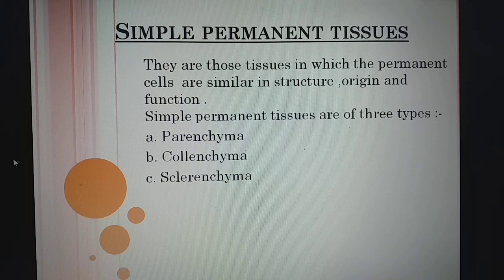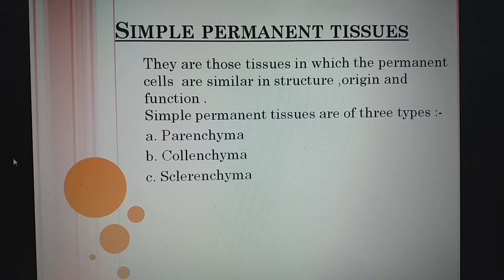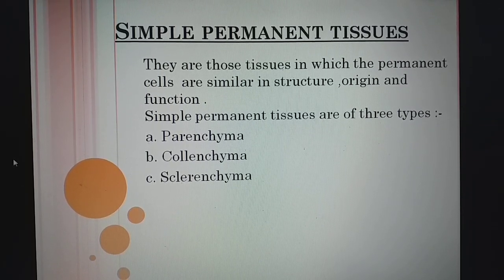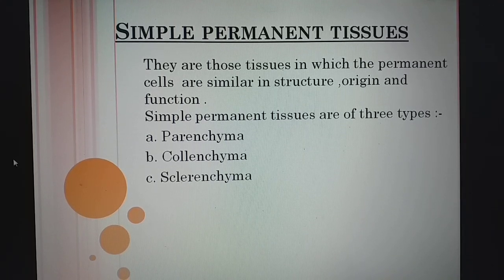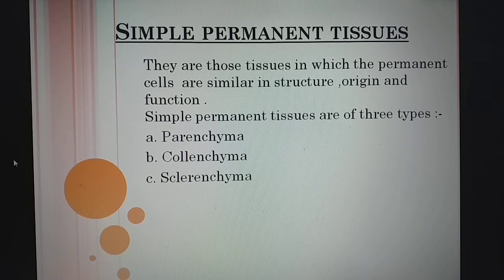So today we will do the lab manual, that is the third practical. Already we did the first and second practical. The first practical was onion peel and the second practical was the cheek cell. Now today we will do the simple permanent tissue. In that we have to study parenchyma. So let's recall our memory.